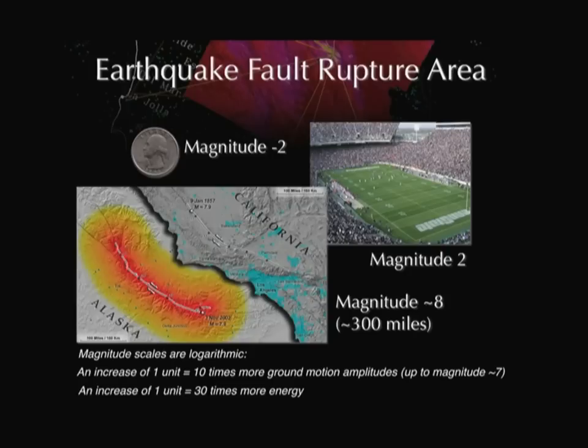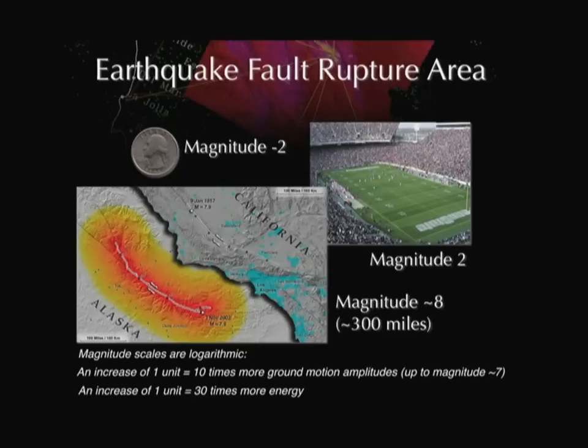For a magnitude 2 earthquake, the size of the fault area, again, this is one part of the fault, the other part of the fault, this is what moves. The size of the fault area that moves in a magnitude 2 earthquake is about the size of a football field. So that earthquake that we saw earlier, 1.7 or so, was about the size of a football field.